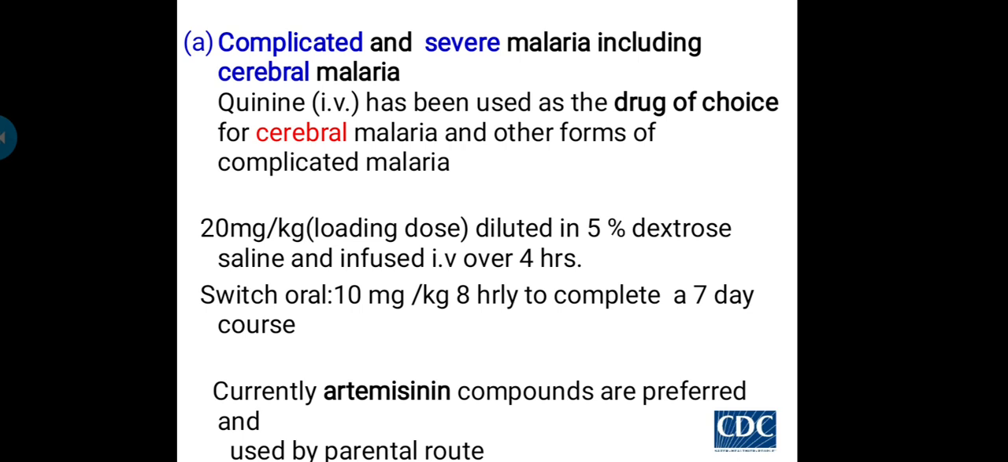So when the patient is having some complications of malaria like renal failure, liver failure, severe anemia, acidosis, acute respiratory distress syndrome, there is hemoglobinuria, hyperparasitemia, etc. There, and the patient is also not conscious, having convulsion, etc. So for cerebral malaria as well as treatment of the complicated malaria, quinine is the drug of choice.